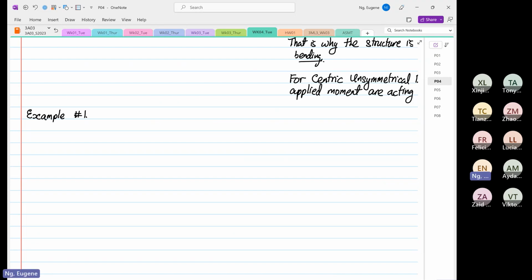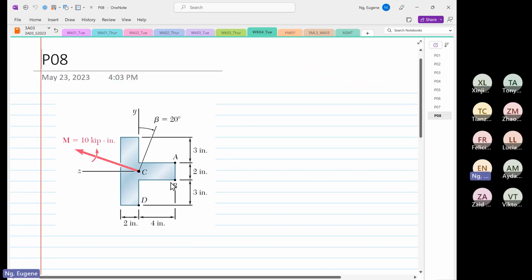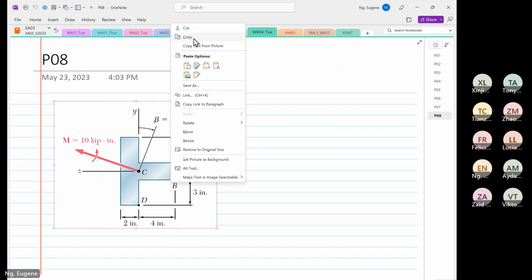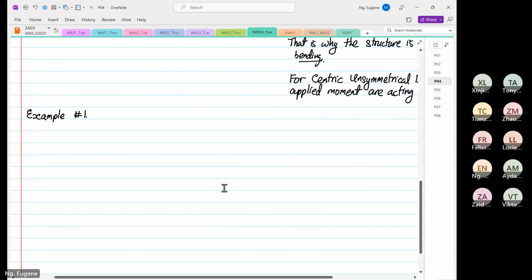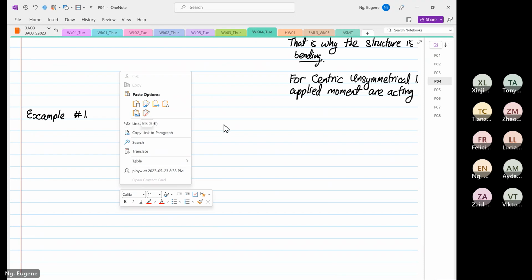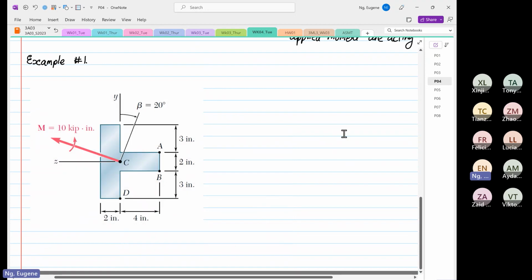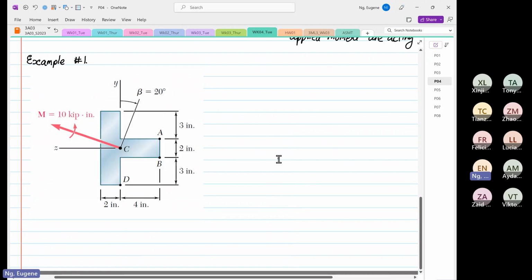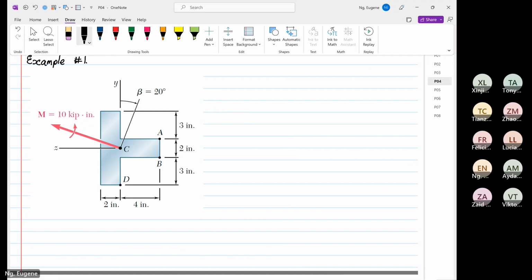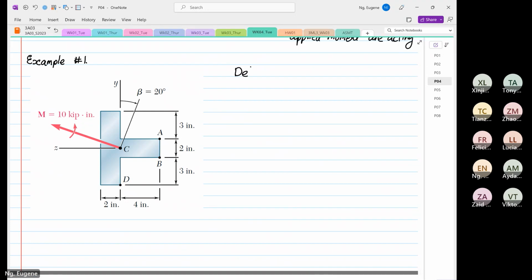I posted this diagram. We're going to do a few things. We're going to determine the stresses, or the normal stresses.